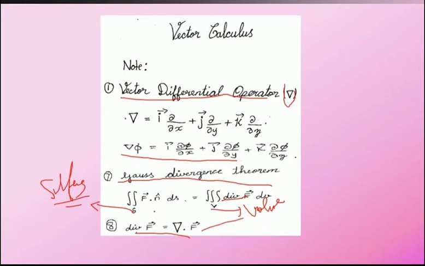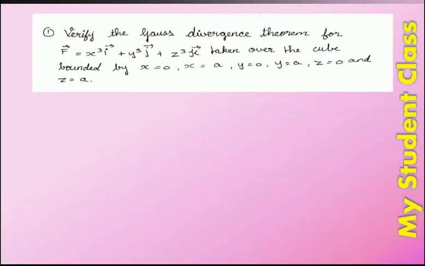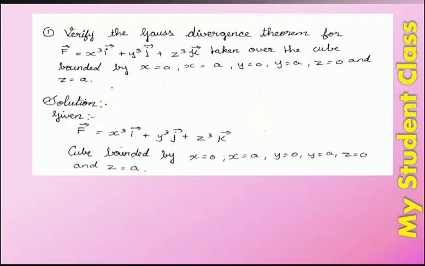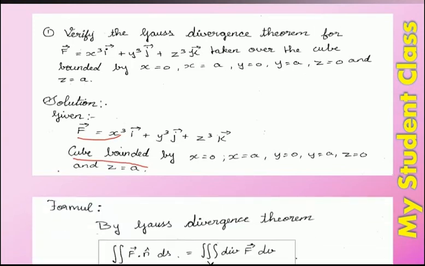Now we move on to a sum. We have a question: verify the Gauss Divergence Theorem for f vector equal to x cube i vector plus y cube j vector plus z cube k vector taken over the cube bounded by x equal to 0, x equal to a, y equal to 0, y equal to a, z equal to 0, and z equal to a. Now the solution. Given f vector and the cube bounded by the x, y, z values have been taken.